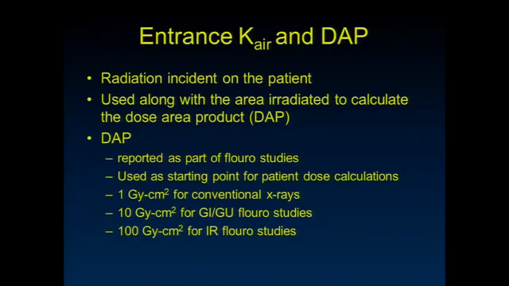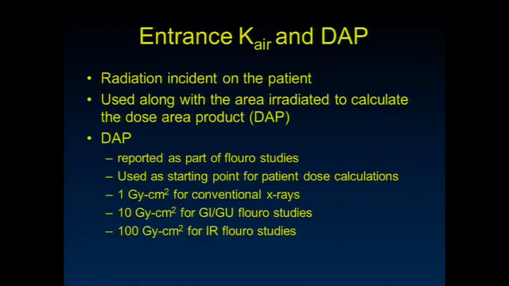But we need to know a few other things, right? It's helpful to know what the filtration was on the beam. What's the quality of our X-ray beam? This is really a little bit more of a measure of the quantity of that X-ray beam. Just as a point of reference, for most of our conventional X-ray studies, where we maybe take 1, 2, or 3 views or so, we're really talking about 1 gray per centimeter squared. That's the air kerma for one of those studies.